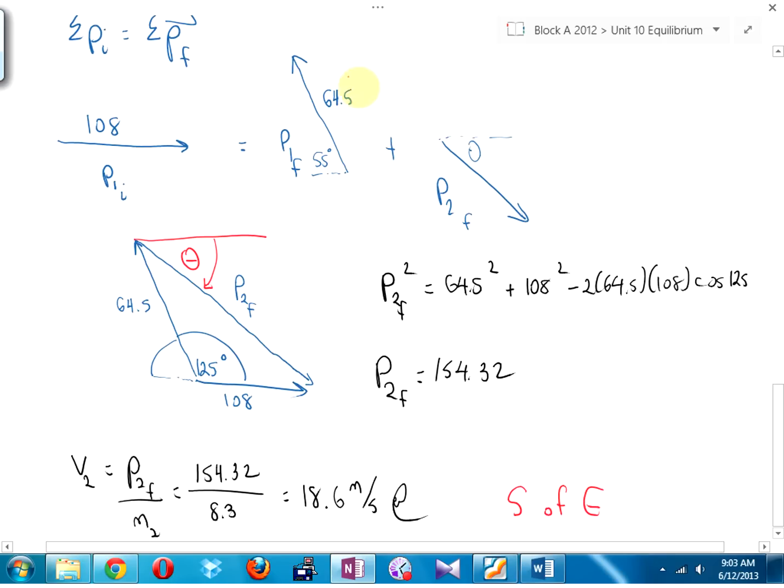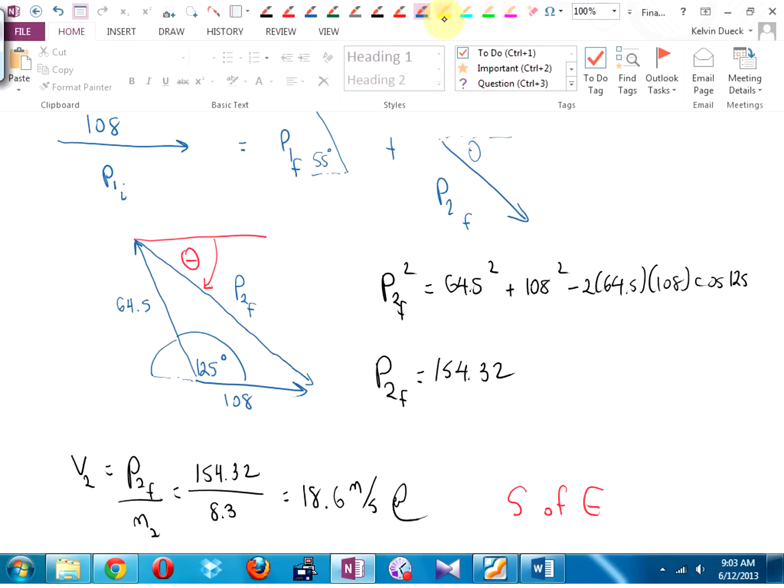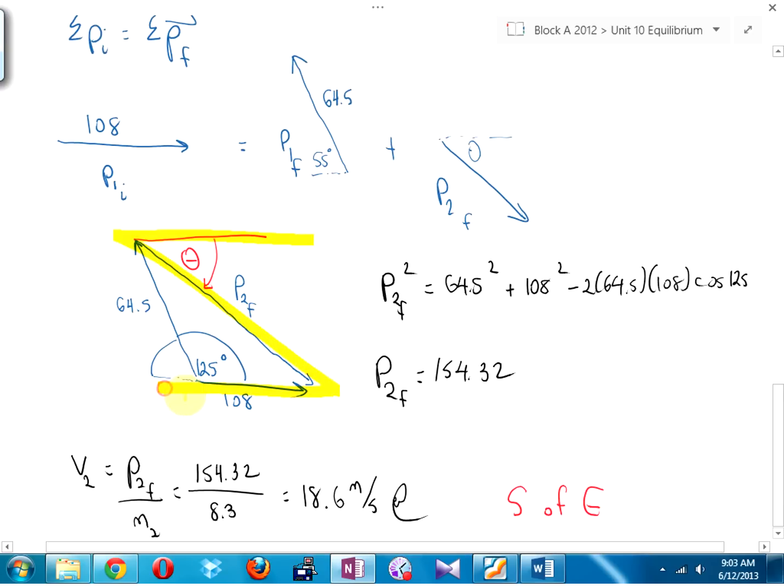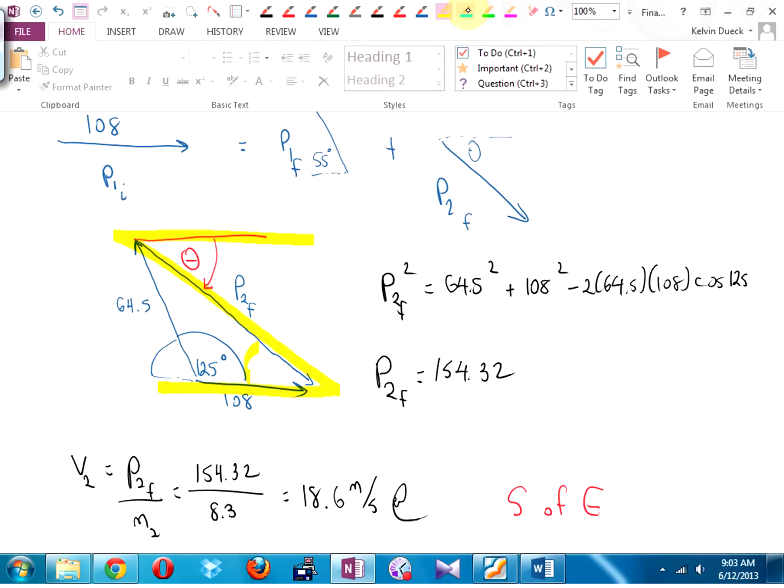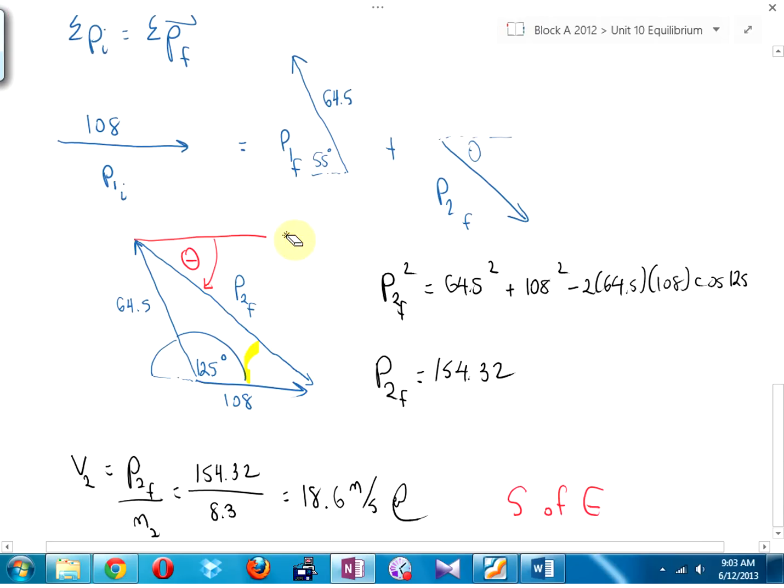Oh, I got a Z. Sebastian says, hey, Mr. Dueck, you have alternate interior, come on, alternate interior angles. You have them right there, which means that this angle is going to be the same as my angle up there. I can do this, Mr. Dueck. So, I'll put my theta right here. How will I find it?